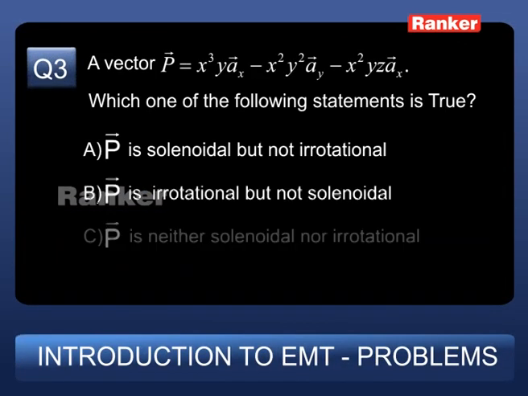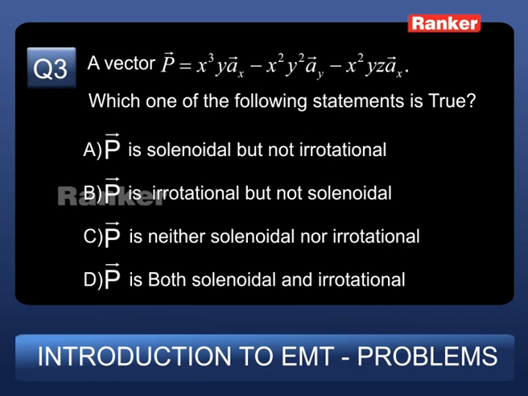Now another question is given like this. A vector P bar is given by P bar equals x cube y ax bar minus x square y square ay minus x square yz az. Which one of the following statements is true? Option A, P bar is solenoidal but not irrotational. Option B, P bar is irrotational but not solenoidal. Option C, P bar is neither solenoidal nor irrotational. Option D, P bar is both solenoidal and irrotational.